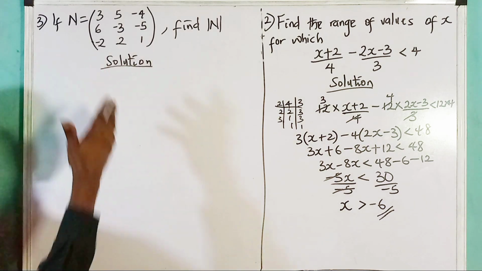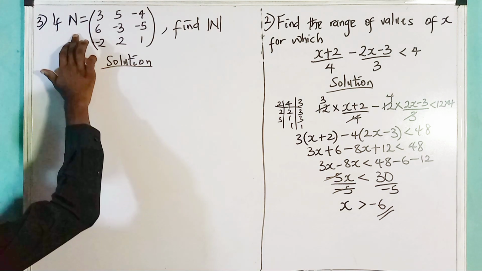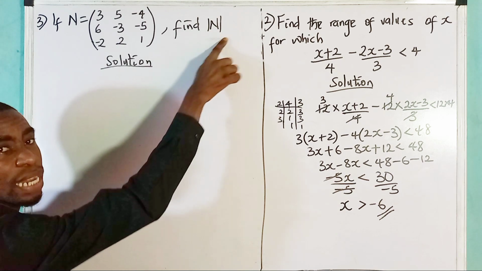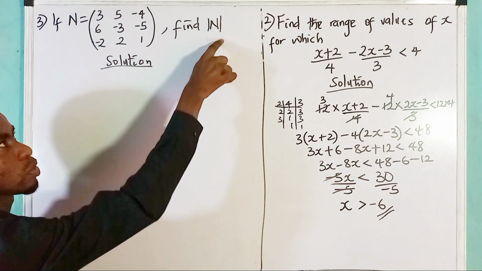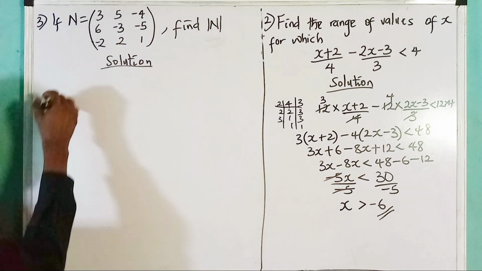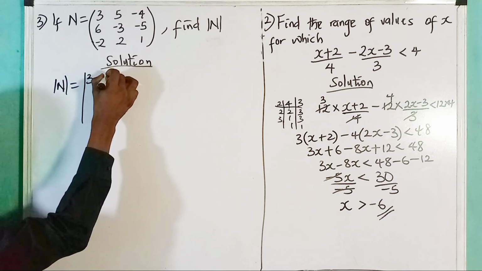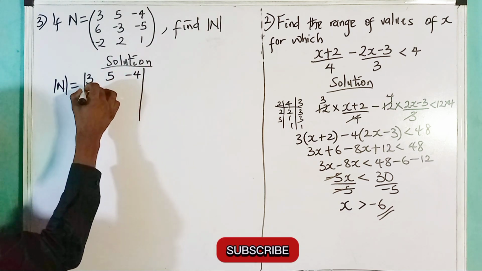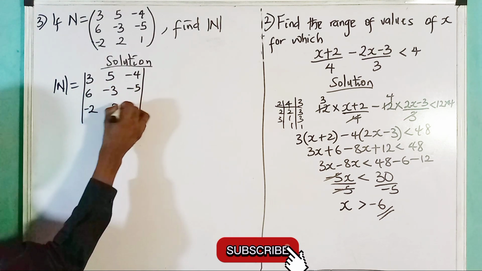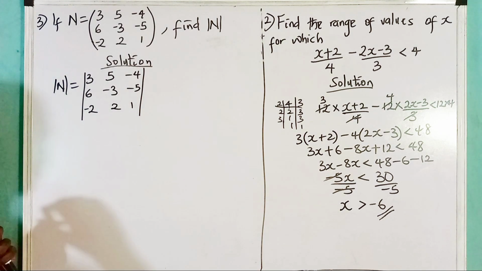Okay, so number 3 happens to be a matrix problem. This n is equal to, this is a 3 by 3 matrix, and then we are told to find this. This is called the determinant of n. These two symbols close to n mean determinant of this matrix. So determinant of n, we are going to put it like this: 3, 5, minus 4, 6, minus 3, minus 5, minus 2, 2, and 1. And then we are told to find the determinant. This is how you do it.